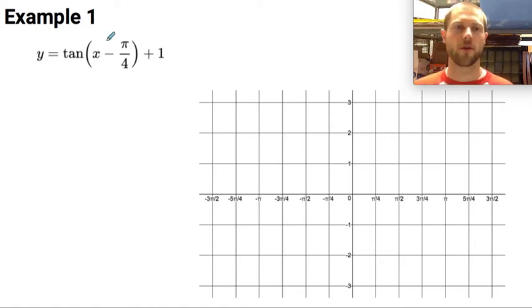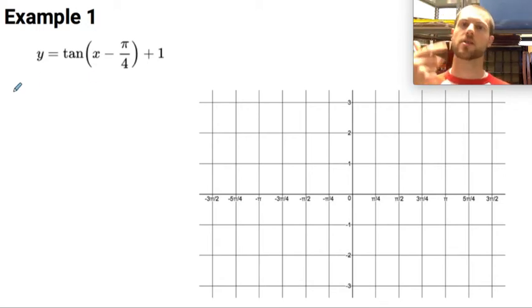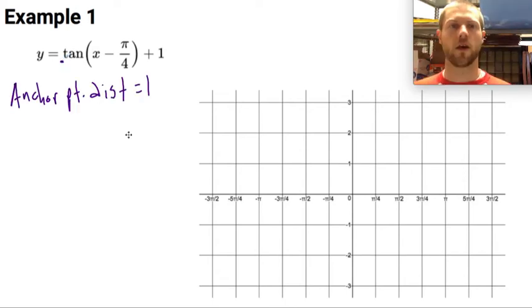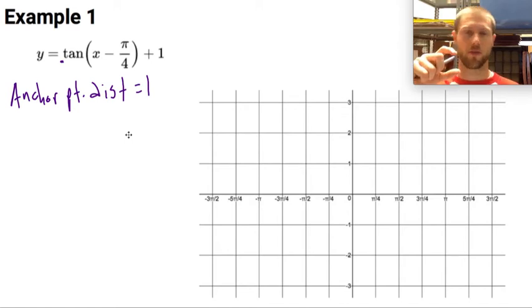Okay, here's an example for graphing a tangent function with a couple of transformations involved. So let's take a look at some of the pieces and we'll apply it to our graph. The things I'm looking for, just like with sines and cosines, are an A, a B, a C, and a D. Right now, I don't see an A, so that anchor point distance is going to be 1. That's kind of analogous to my amplitude, but it's not an amplitude, so I'm not going to call it the amplitude. We'll call it an anchor point distance.